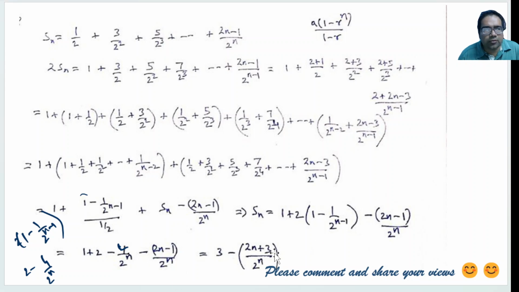This becomes 2n plus 1, 3. If you take minus common, 4 plus 2n minus 1, which equals 2n plus 3.